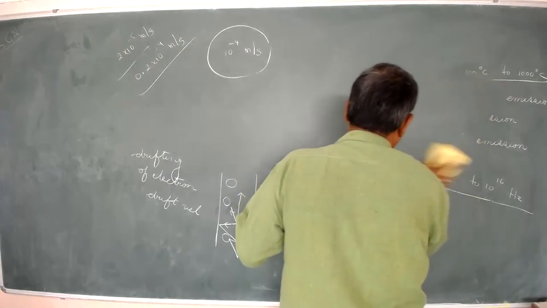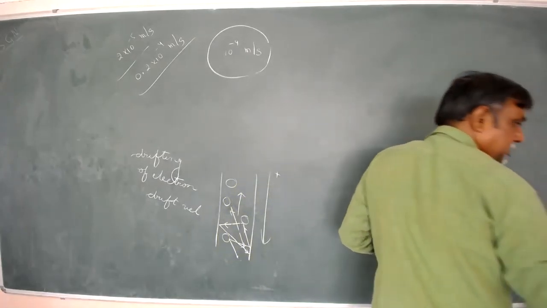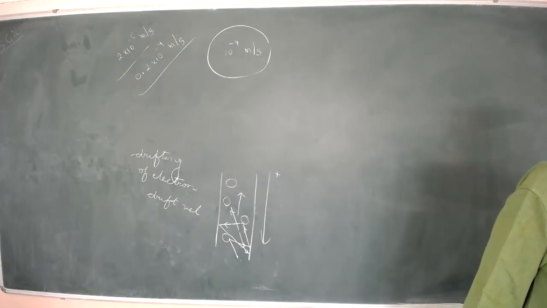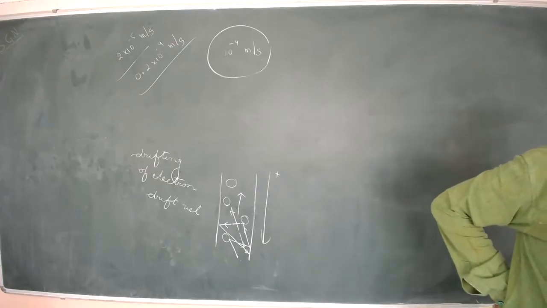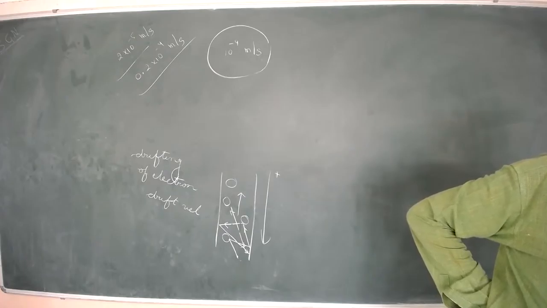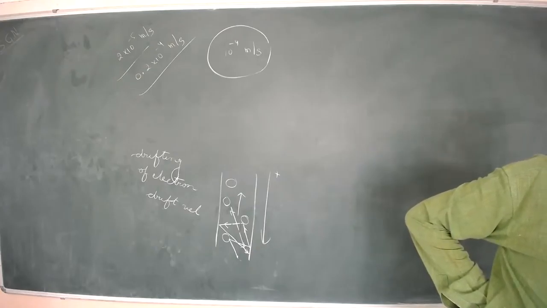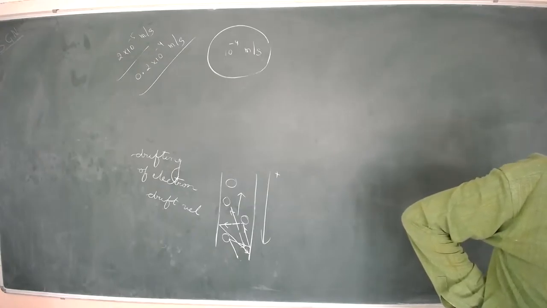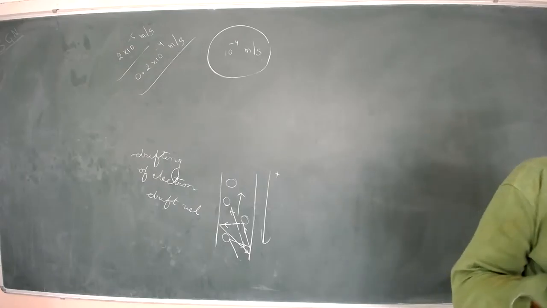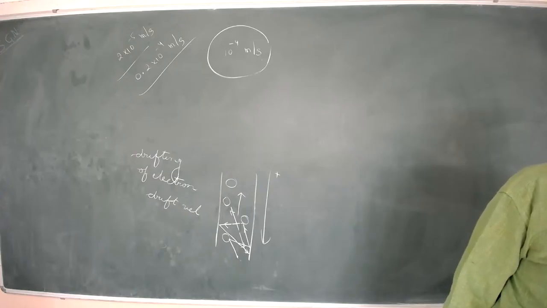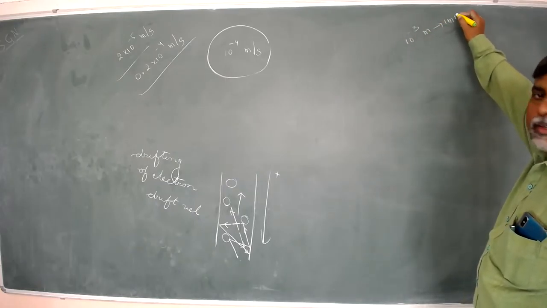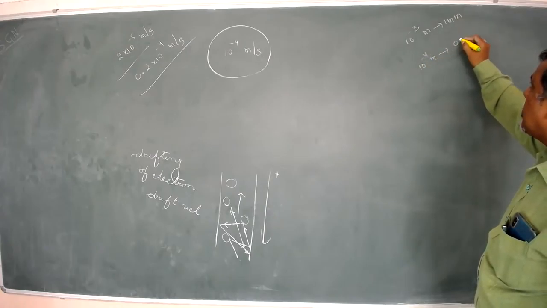So 10 power minus 4 meter per second means, can you tell its actual value? In 1 second of time, how much distance will the electron be able to cover? I have given you drift velocity 10 power minus 4 meter per second. That means in 1 second of time, how much distance will it cover? Think over. The actual value, you tell. 10 power minus 3 meter means 1 millimeter. 10 power minus 4 meter means 0.1 millimeter.